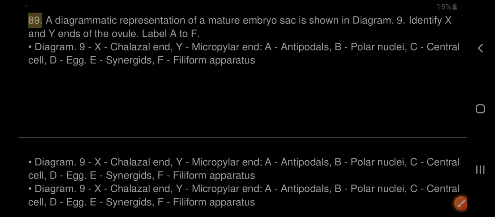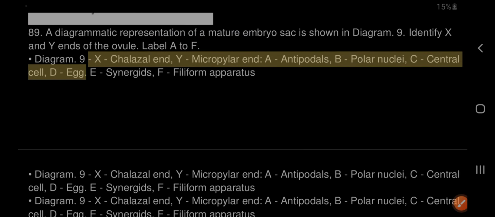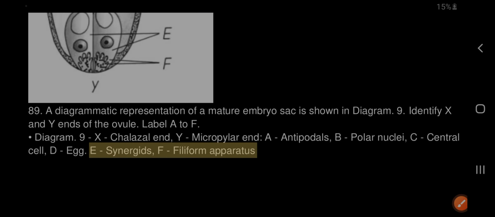Identify X and Y ends of the ovule. Label A to F. Diagram 9. X, chalazal end. Y, micropylar end. A, antipodals. B, polar nuclei. C, central cell. D, egg. E, synergids. F, filiform apparatus.